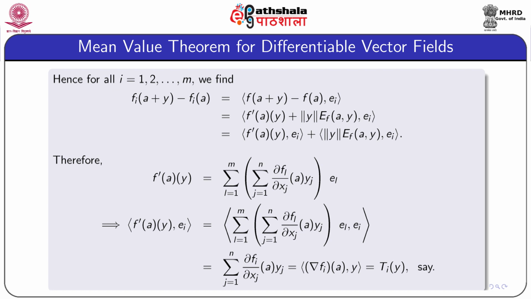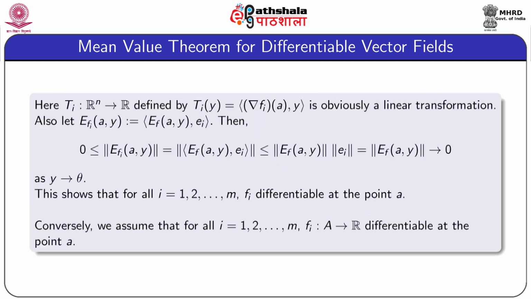We take the inner product of both sides with ei. So, from the right hand side, we have the summation j equal to 1 to n of del Fi del xj evaluated at a, yj, because the inner product of ei and ej is nothing but the Kronecker delta ij. So, this equals the inner product of grad Fi at a and y. So, it is Ti(y). Here Ti from Rn to R is defined by Ti(y) equal to the inner product of grad Fi at a with y, and obviously Ti is a linear transformation.